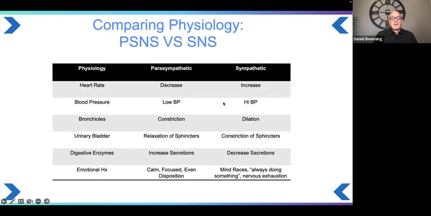Here's the rest of the chart. Look at heart rate, sympathetic. Blood pressure, high blood pressure and sympathetic. Bronchioles, urinary bladder, digestive enzymes decrease the secretions. We don't digest our food in sympathetic. When I talk to you out there one-on-one, you go, yeah, rest and digest. We all know that. But we need to practice that for our patients because this is what shifts so many things.